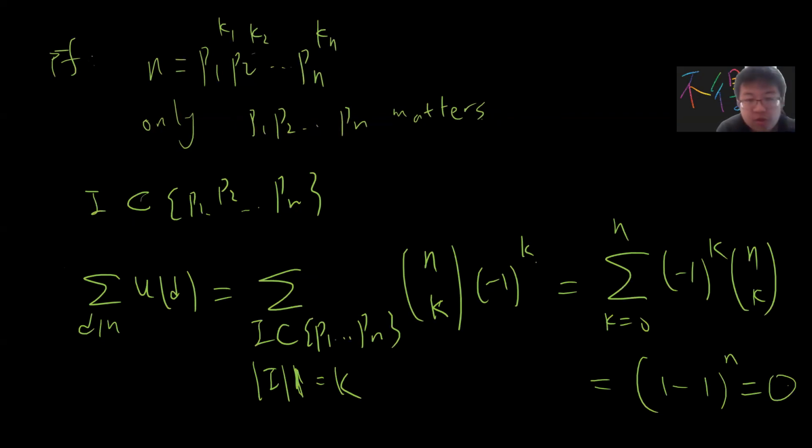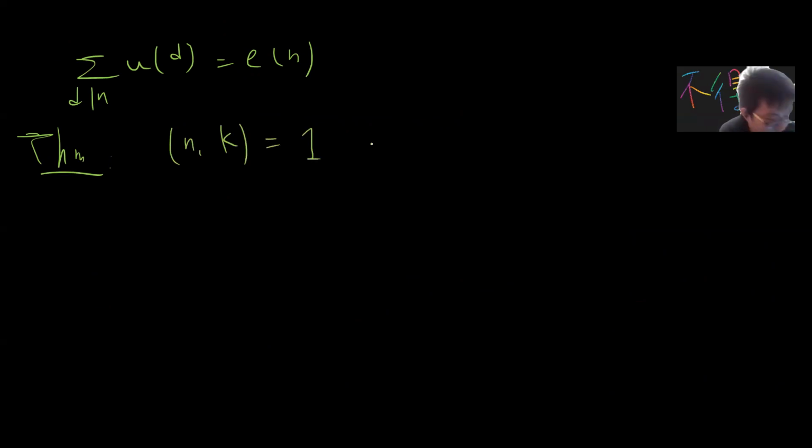So this equation, the summation of mu of d over d dividing n equals e of n, can be used to do the so-called Mobius transformation. So let's apply this theory. Suppose somebody gives you n and k which are fixed, and what you are going to compute is this d.